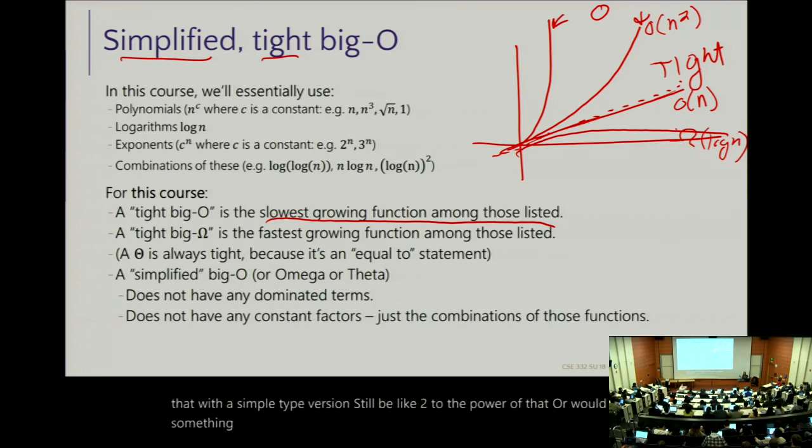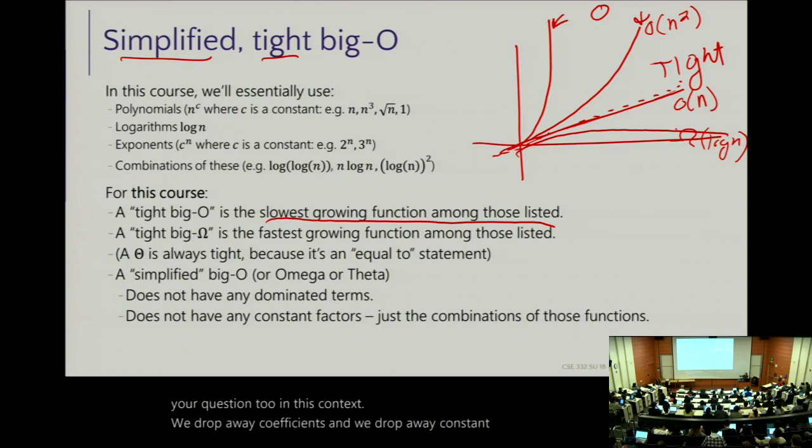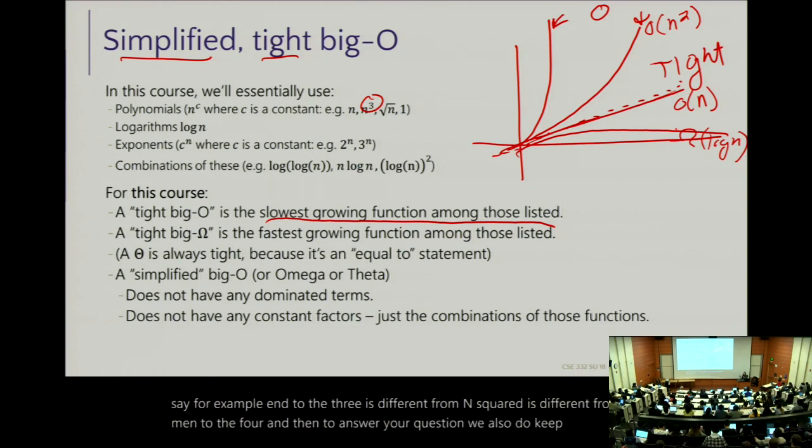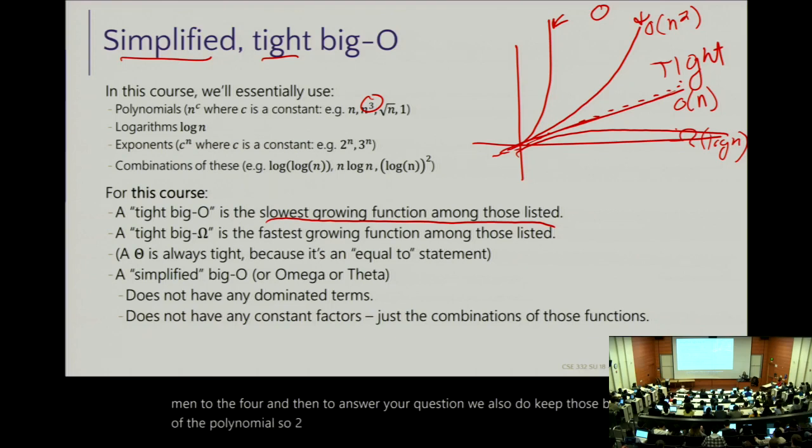Good question. And I think I'm going to add on to your question too. In this context, we drop away coefficients and we drop away constant factors, i.e. things that don't have any factor of n, but we do need to preserve the exponents. Because say, for example, n to the 3 is different from n squared, is different from n to the 4. And then to answer your question, we also do keep those bases of the polynomial. So 2 to the n, different from 3 to the n, different from 4 to the n. Good clarification.